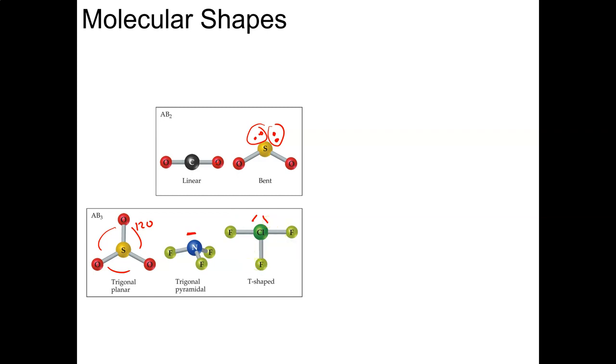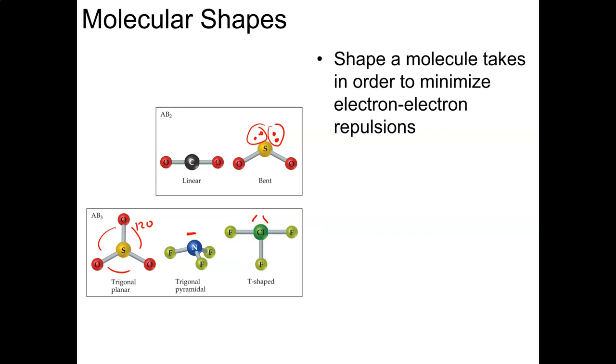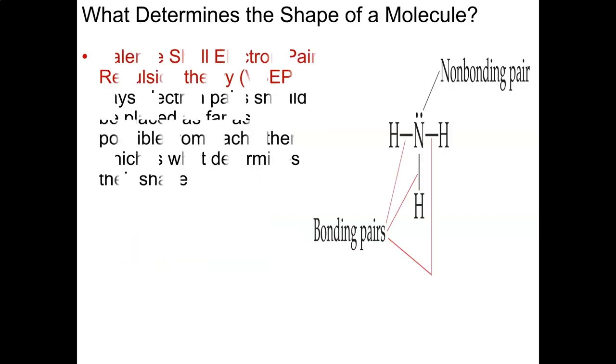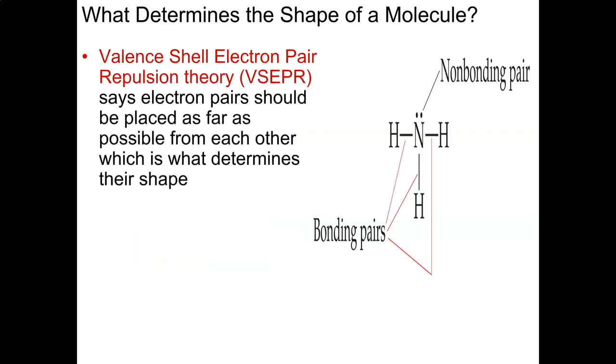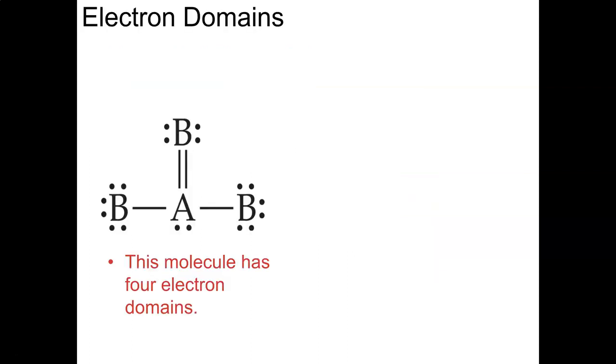So all these shapes are a result of molecules trying to minimize electron-electron repulsion. It's called VSEPR theory. So it determines the shape of the molecule. So VSEPR says electron pairs should be placed as far as possible from each other, which is what determines their shape. So the shape is basically a product of trying to minimize those repulsions. Just keep that in mind.